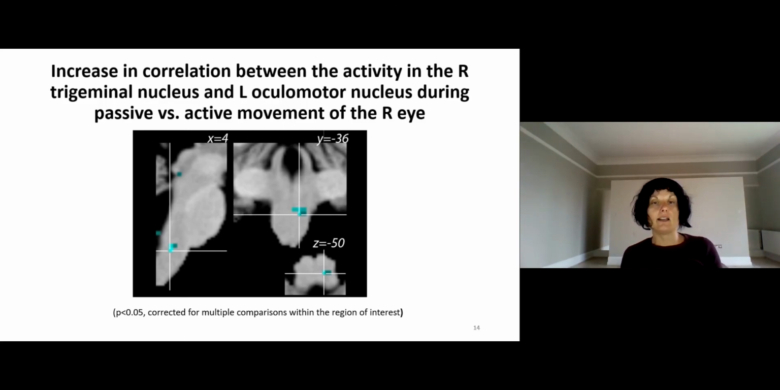One caveat is that this is an indirect way of establishing causation. So ideally, one would want to somehow manipulate the neural activity in the trigeminal nucleus and see whether that has an effect on the oculomotor nucleus, but that would not be possible without actually conducting intracranial recordings.